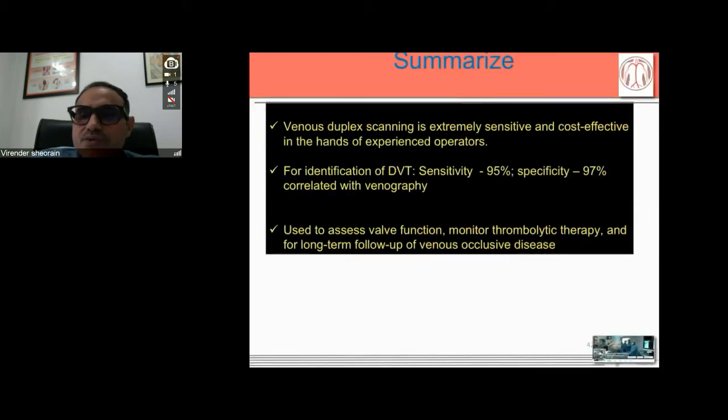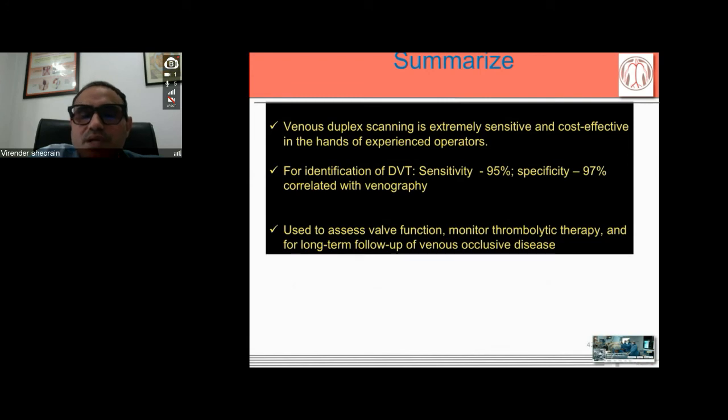So I would like to summarize my talk by saying venous duplex scanning is extremely sensitive and cost effective in the hands of an experienced operator. For identification of deep vein thrombosis, the sensitivity and specificity are very high in experienced hands. It is used to assess valve function, monitor thrombolytic therapy, long-term follow-up of veno-occlusive disease, and as I had already told you, it is not only a diagnostic tool. Basically, it is something which is mandatory during the procedure, during the intervention, and for follow-up.